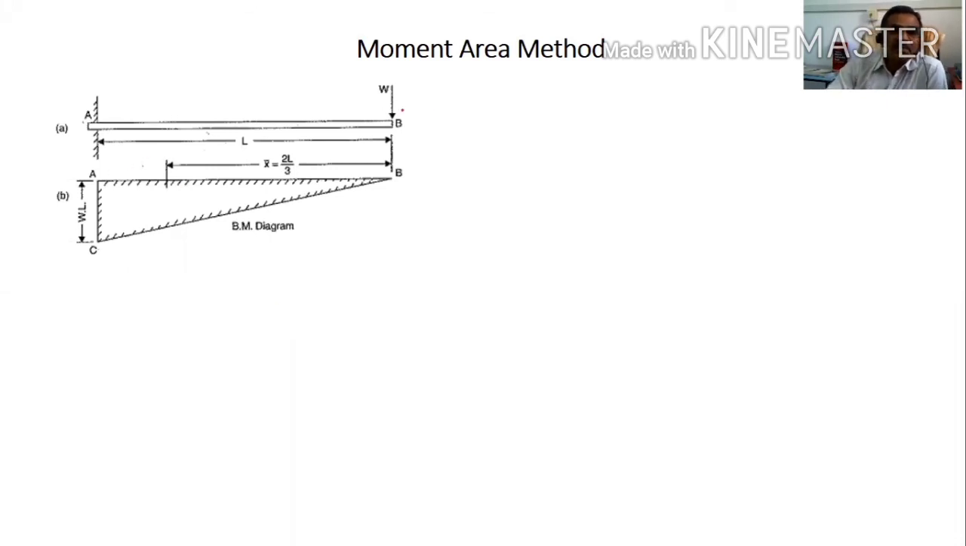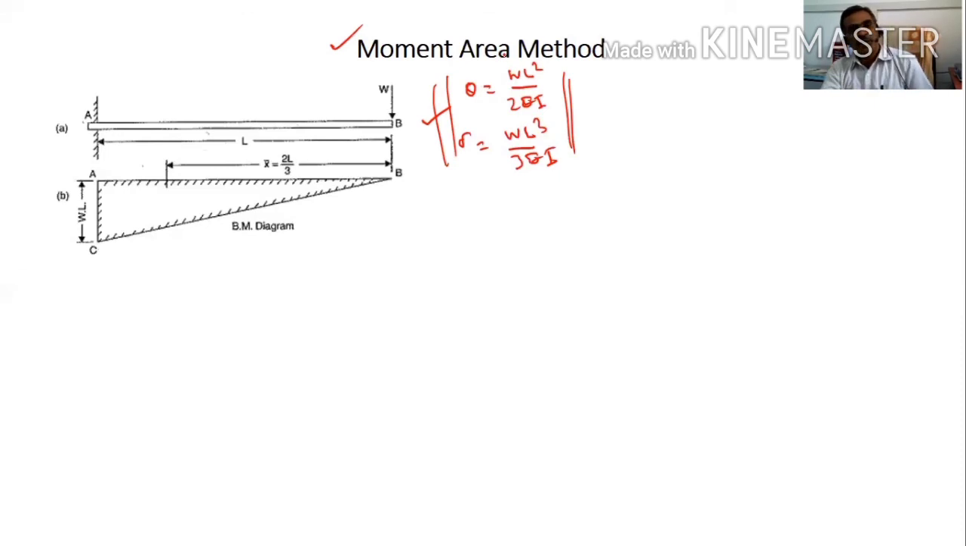Already we know for a cantilever beam, what is the value of delta? You know the equation. What is the value of theta? The maximum slope will occur at this point, and theta is equal to W L square by 2EI. And delta is equal to W L cube by 3EI. Right? This we are going to calculate by the moment area method. So in the case of the moment area method, this is a cantilever beam, with the load acting at the free end.